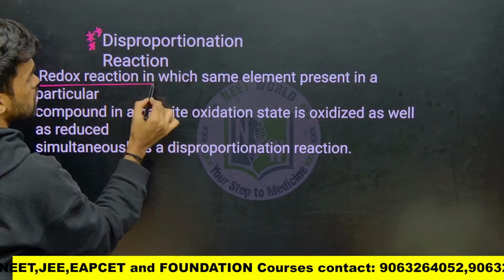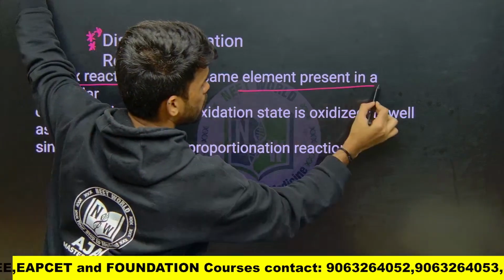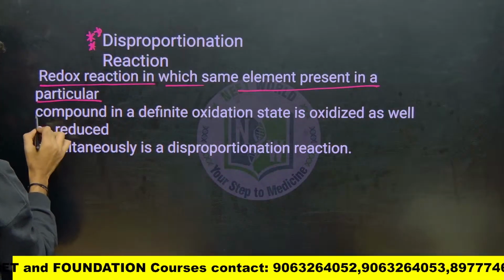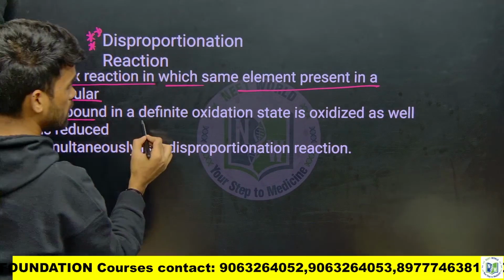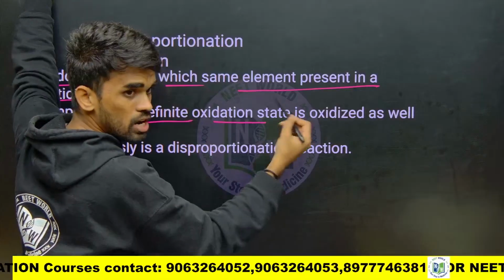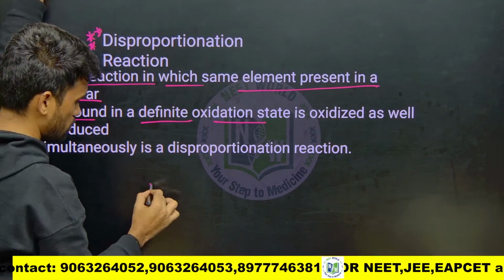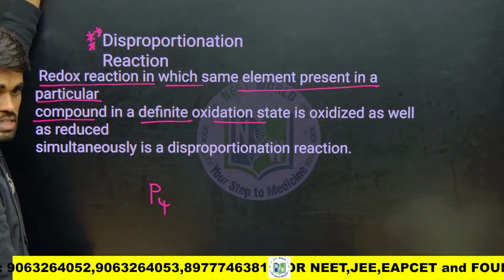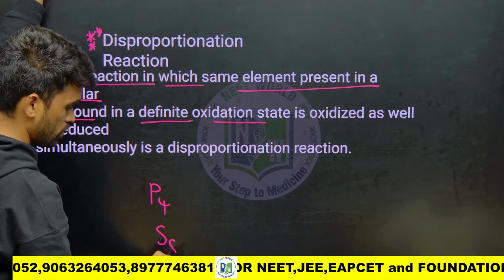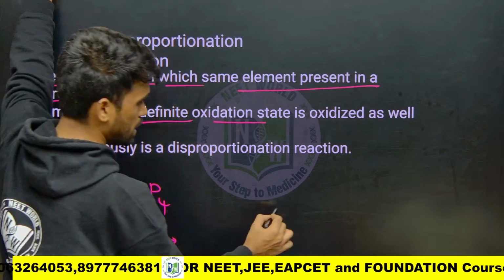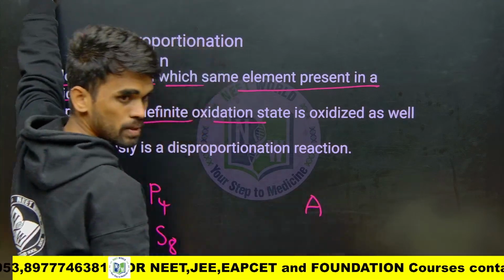Disproportionation redox reactions are those in which the same element, present in a particular compound in a definite oxidation state, is oxidized as well as reduced. If you want to understand more, for example phosphorus or sulfur in this case. So for example, any element, let us say A is an element.